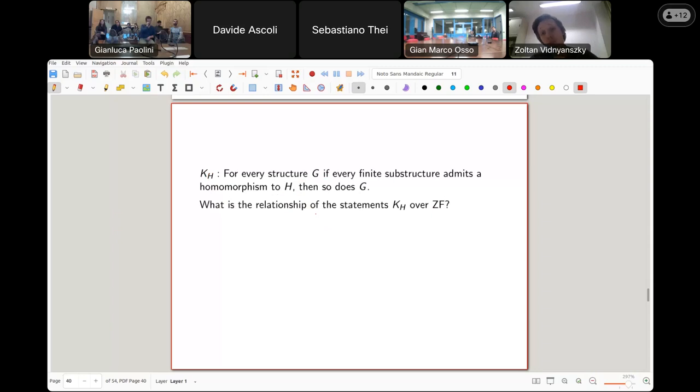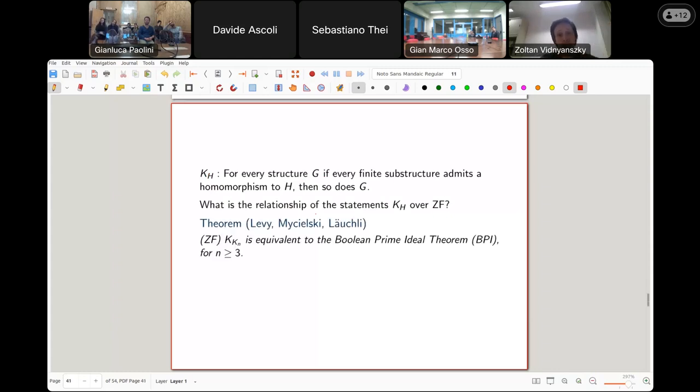But if you drop the axiom of choice, and this is a world which you want to work in, you don't want to have, for example, ultra filters, then it's a legitimate question to consider these K_Hs, the relationships of these K_Hs to each other. Okay. And this is what we did. And actually, there was a significant amount of work done on it before, a long time ago. This is Levi, Michalski, and Leuchtli from the 60s and 70s.